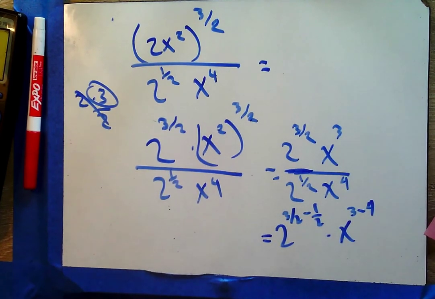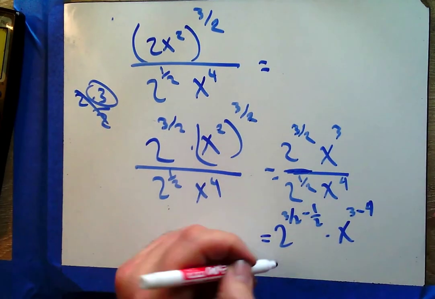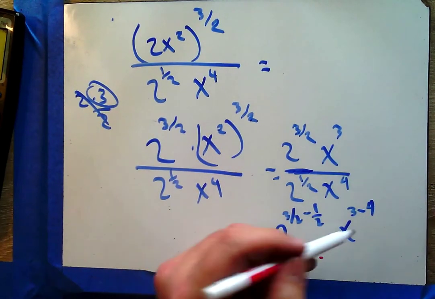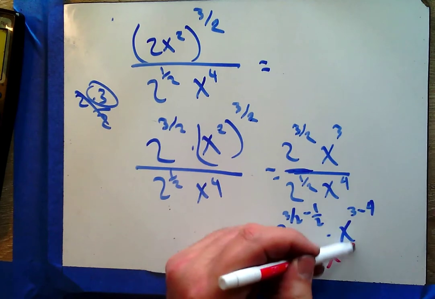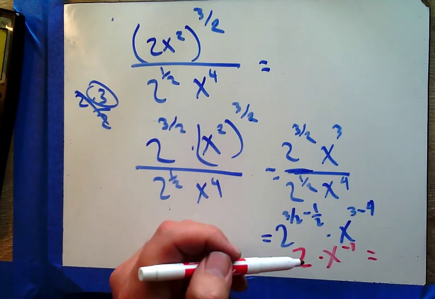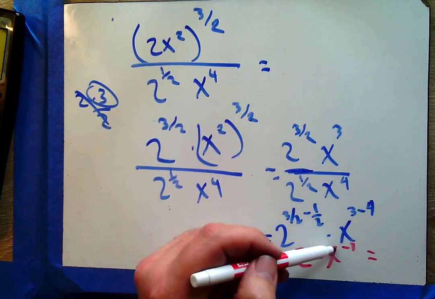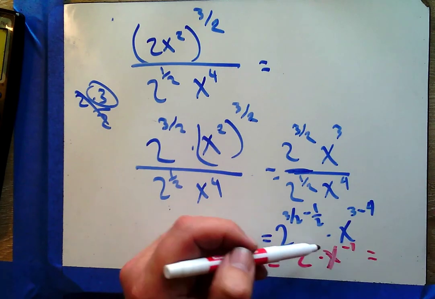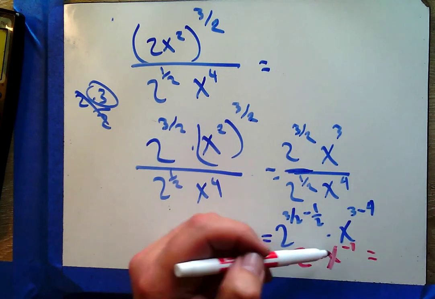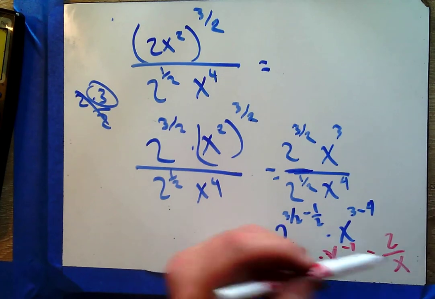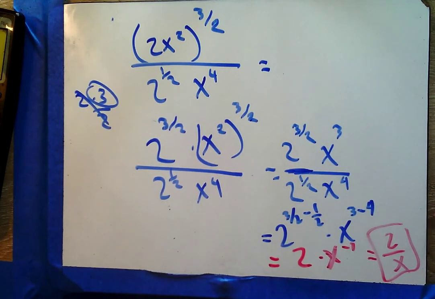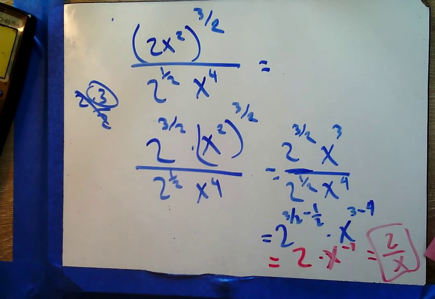Well, 3 halves minus 1 half is 2 halves, or 1. And here, 3 minus 4 is negative 1. And so often, by the way, you probably noticed this, our homework or our tests say no negative exponents in your answer. And so that's going to be 2 over x as our answer. Okay? All right, let's do 1 or 2 more of those.